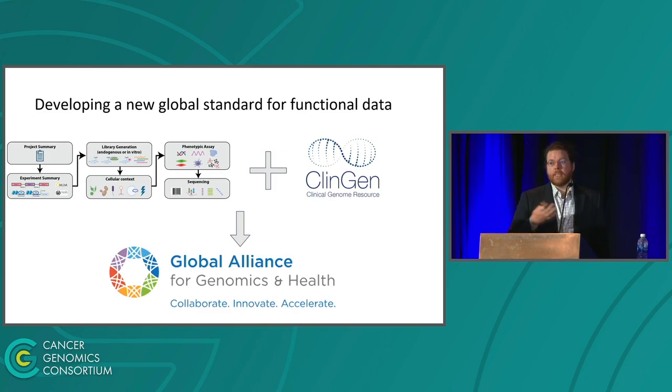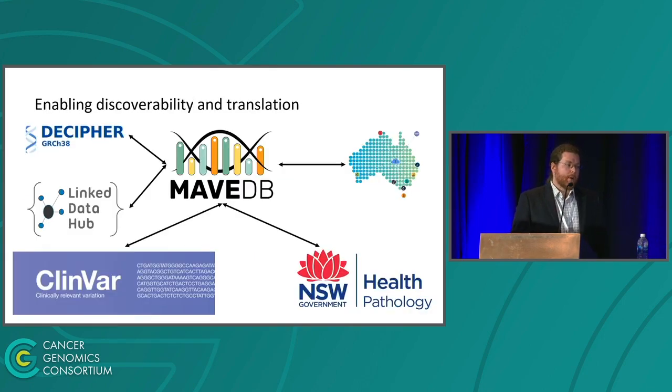for everybody, because from the perspective of generating the functional data, we think you can use it anywhere that you want, but we want to make sure that it's packaged in a way that's compatible with your workflows. So this is going to enable a lot more discoverability and translation. The data is actually already in DECIPHER in a limited form. We're putting it in the ClinGen Linked Data Hub. We've got plans to expose a lot of the MaveDB data in ClinVar.